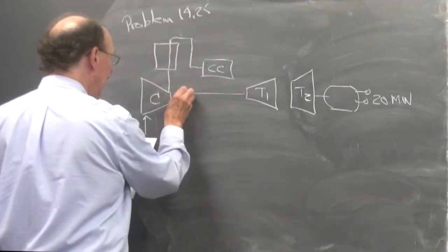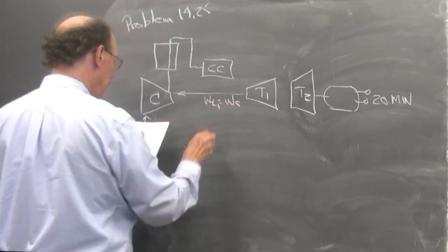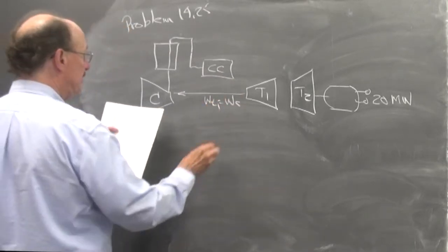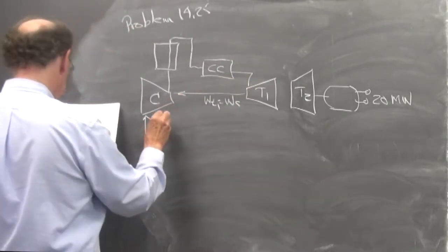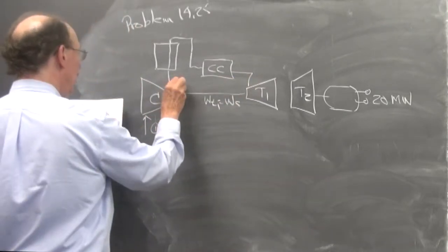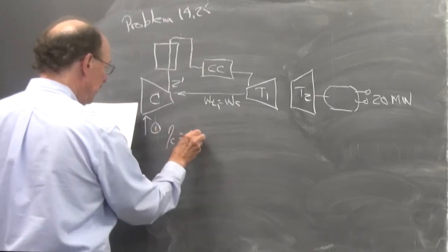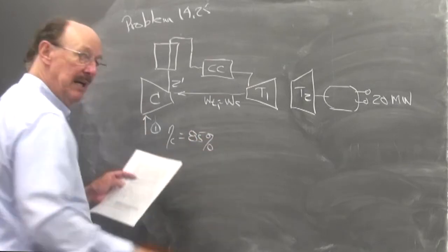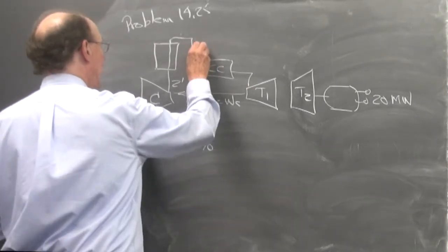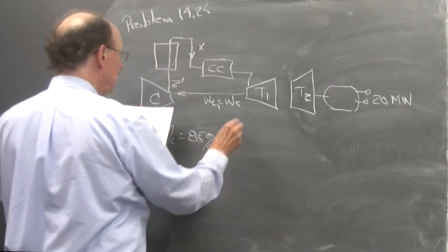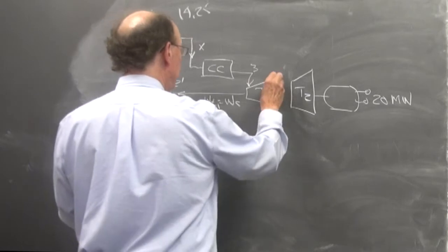In here I have WT is equal to WC. WT1 is this. And let's see what's happening here. So it goes in here. So I come out of here, state 1 to state 2 prime. And we're told here eta sub C is 85%. Oh, good grief, we have to deal with efficiencies again. Comes out of here at state X. Comes out of here at state 3. Comes out of here at 4 prime.